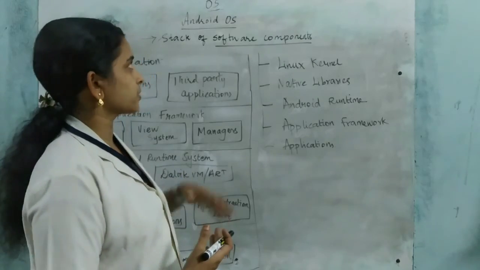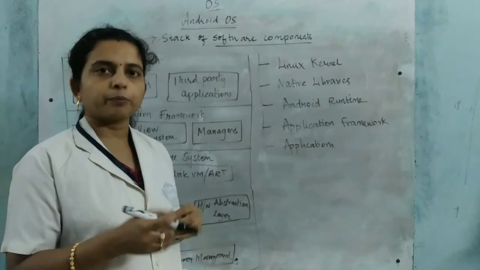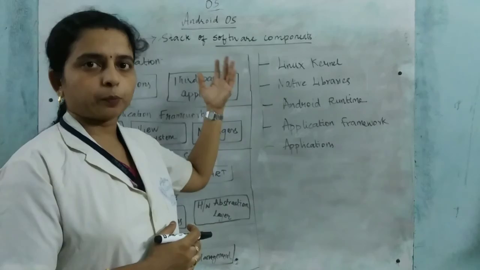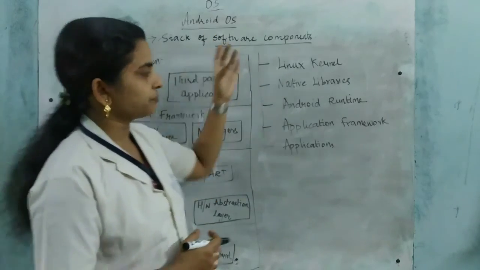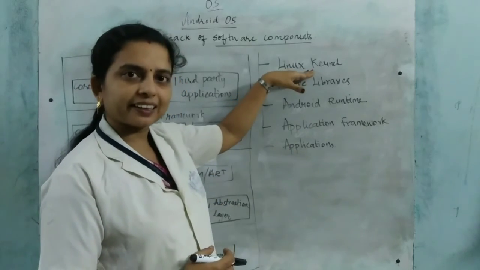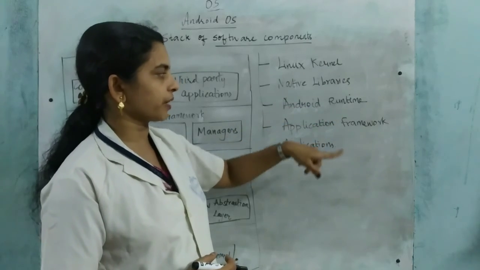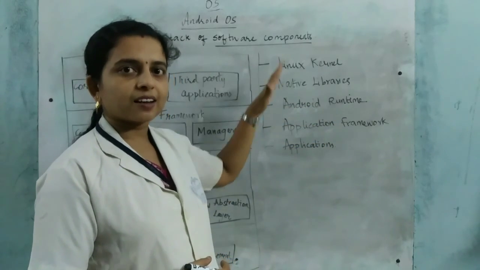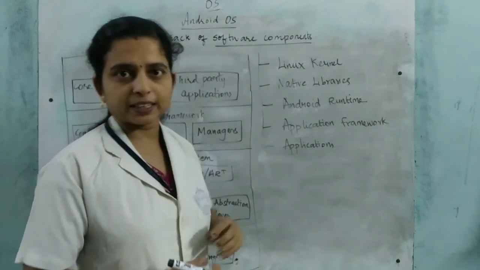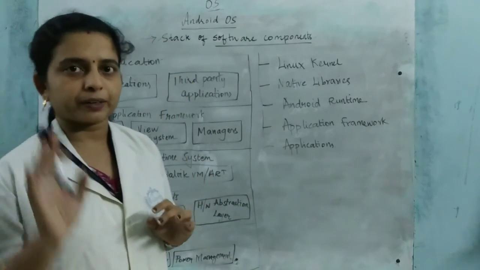When you are talking about the Android operating system, it is a stack of software components. It means it is not a single component, but a stack of software components. Many components are there inside the Android operating system. It contains 5 elements, or we can say 5 layers. The first one is the Linux kernel, then native libraries, Android runtime, application framework, and applications. These are the layers, or we can say the software components, in the Android operating system.